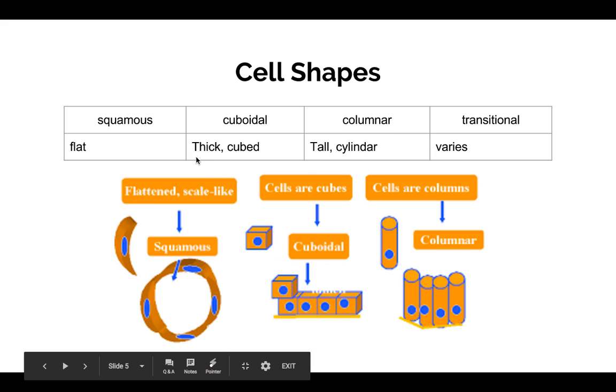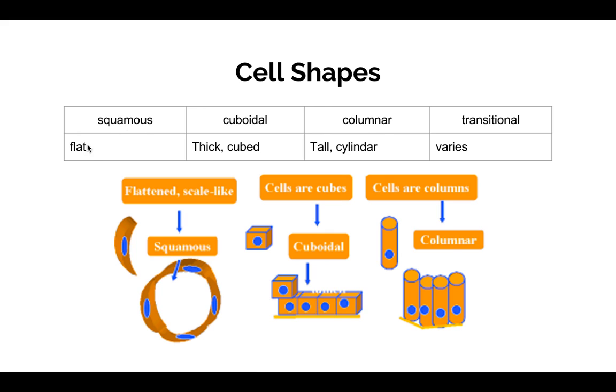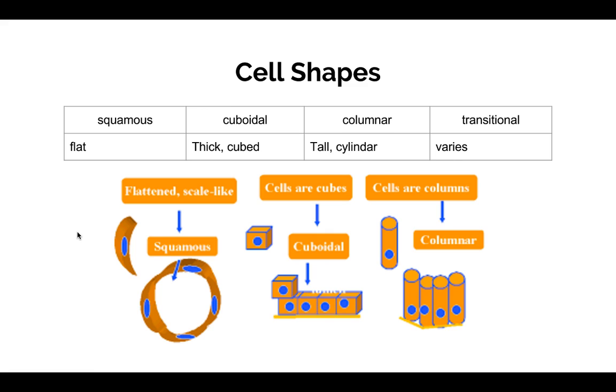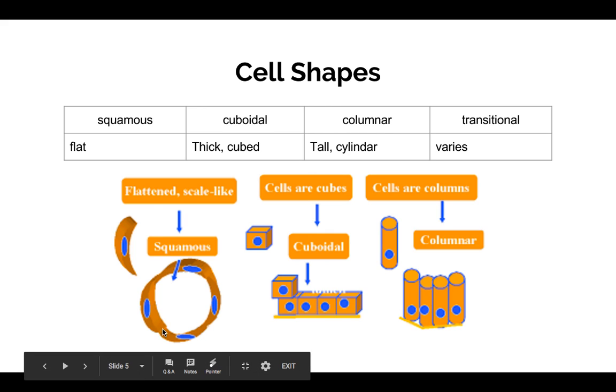All right, now for the cell shapes. There are 4 shapes that we're going to talk about right here. A squamous shape is a flattened cell. These would be like what you have on the inside of your mouth, your cheek cells. They're kind of scale-like, and they do slough off relatively easily. So that's a squamous cell.